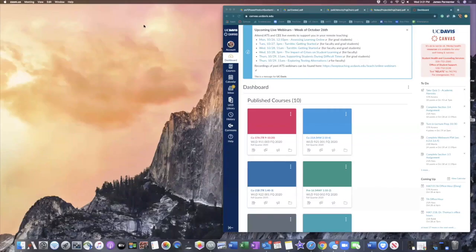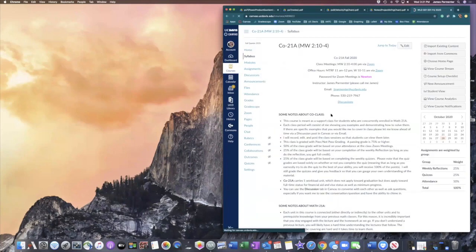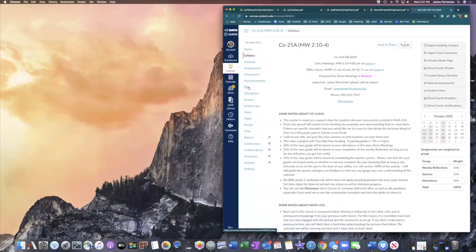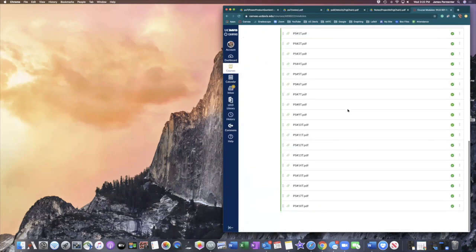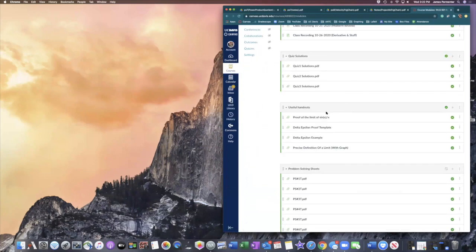Canvas. Let me share my screen so you guys can see this. I'm pretty sure this is on Canvas. Take a look at Canvas for a second here, the Co-21A class. And if it's not here, I will find it. Let's look at modules. Let's go down. Is it not here, really, James? I guess it's not.